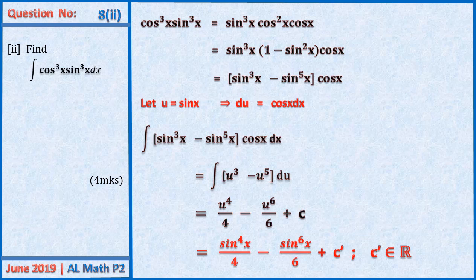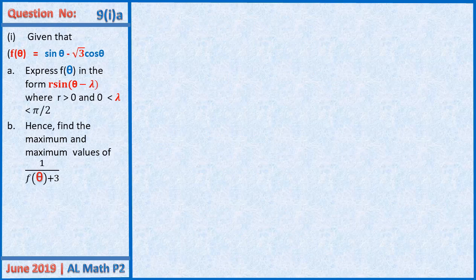Now replacing this by the different values, we now have sin to the power 4 x on 4 minus sin to the power 6 x on 6 plus the new constant. Now since you have replaced the value, the constant has to actually change, or c prime, where c prime is an element of the set of real numbers. So this is the integral of this function. Method 2, accuracy 2. And now question 9.